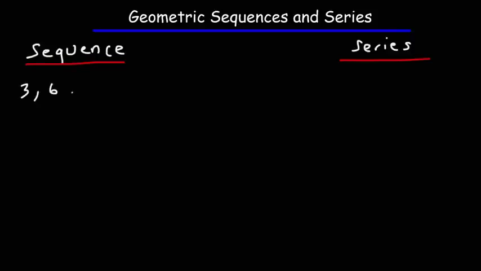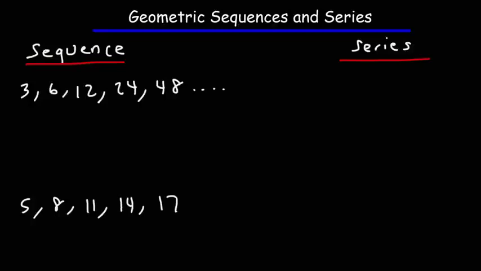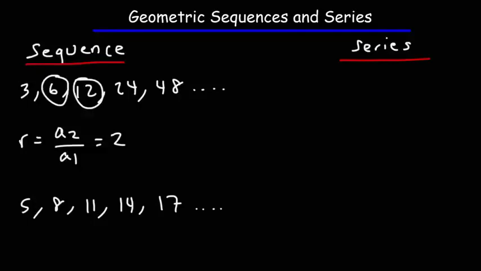The numbers 3, 6, 12, 24, 48, and so forth. A geometric sequence is different from an arithmetic sequence, such as this one here, in that a geometric sequence has a common ratio versus a common difference. If you take the second term and divide it by the first term, 6 divided by 3 is 2. You're going to get the common ratio. If you take the third term divided by the second term, you'll get the same common ratio. 12 divided by 6 is 2. So that's the defining mark of a geometric sequence.